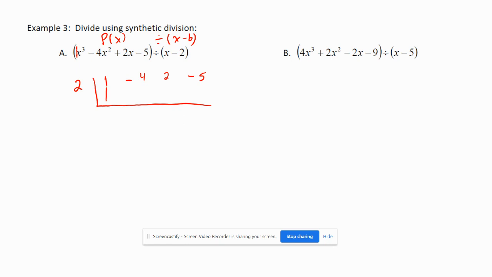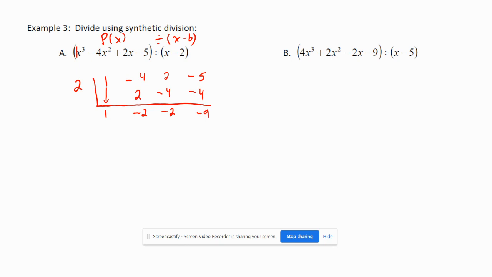Step 1 is we bring down the leading coefficient of 1. And then we multiply. 2 times 1 is 2, and then we add. Negative 4 plus 2 is negative 2. Okay, now we multiply and add again. 2 times negative 2 is negative 4. 2 plus negative 4 is negative 2. We multiply again, and we get negative 9.